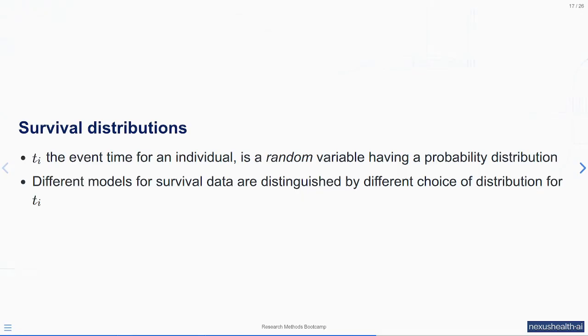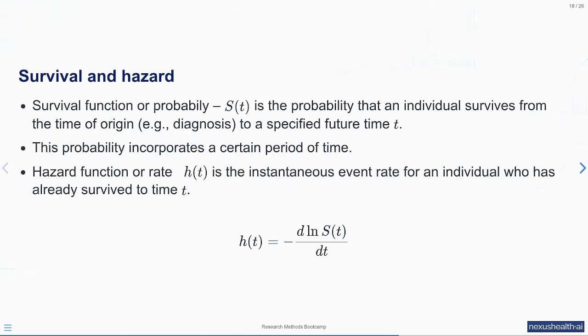And then survival distributions. Remember we said that the time to event is not normally distributed. However, it does follow a probability distribution, and it is a random variable, and so it's defined as Ti. The event time for an individual is a random variable having a probability distribution. And there are different models for survival data distinguished by different choices for the distribution of T. So for example, we may consider using a Weibull distribution. So that's one distribution that is commonly used in survival analysis.